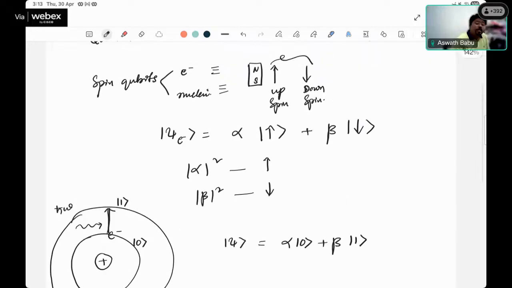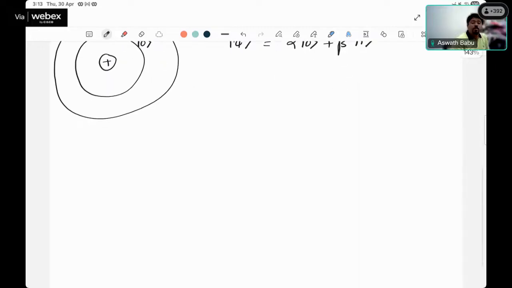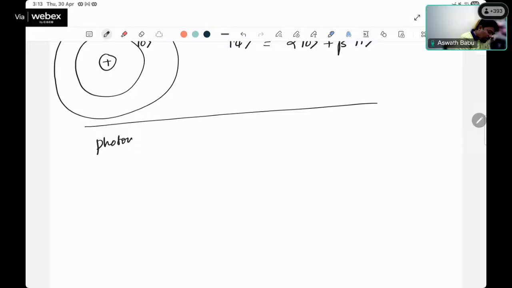So now this is a qubit for you. Also, I can realize a qubit from the energy point of view, using photons. Even using photons, I can realize a qubit. How? I'll take a qubit.